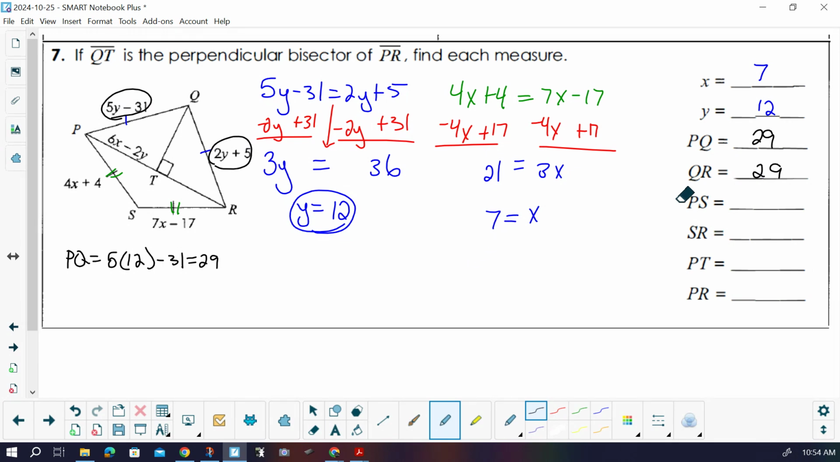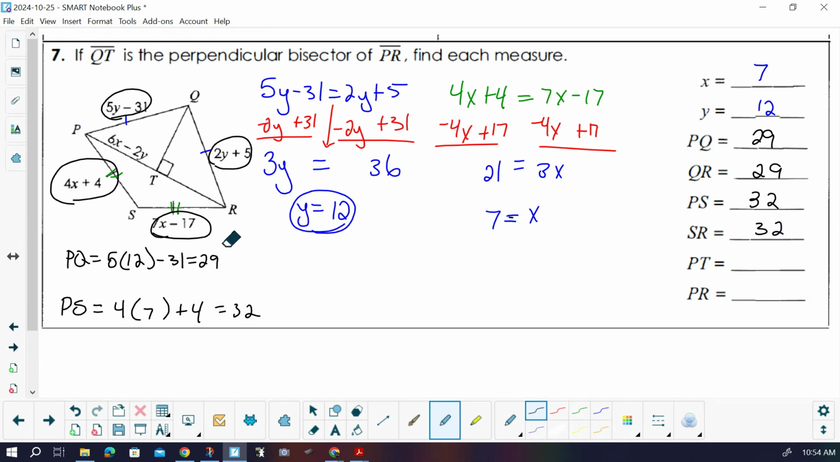So I have this one, I have this one. Okay, let's see here, PS, where's P? There's P, there's S. PS is this one, so it needs an x. So PS equals 4 times x plus 4. What was my x? 7. 4 times 7 is 28, plus 4 is 32. So PS is 32, and then I know this one is equal to this one, so I could plug that 7 in there and work this out, but I know already it should equal 32, so I'm going to say SR 32, and that is the next one.